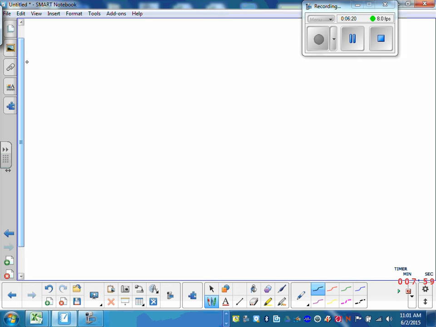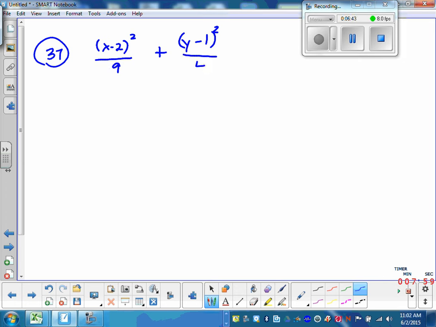Question 37. Question 37 says x minus 2 squared over 9 plus y minus 1 squared over 4, and this is equal to 1. So you see that this is in the standard form, and you should be able to look at this and see that your center is at 2, 1.